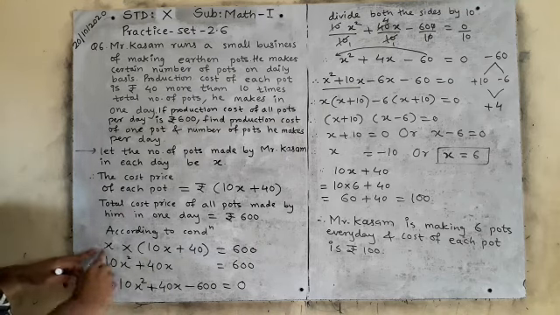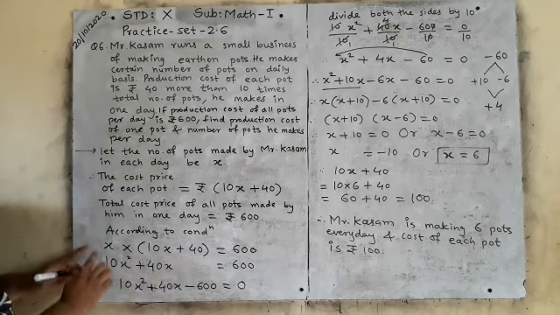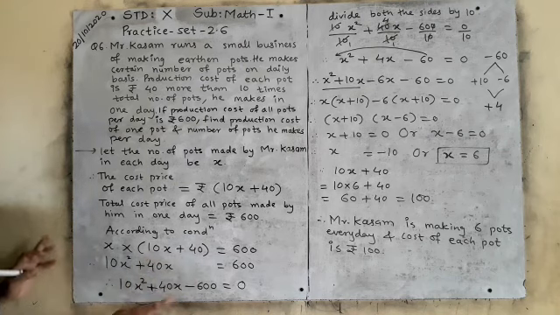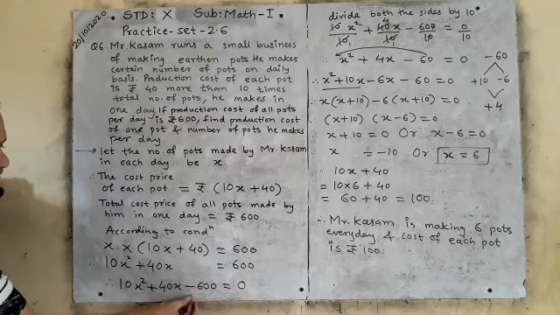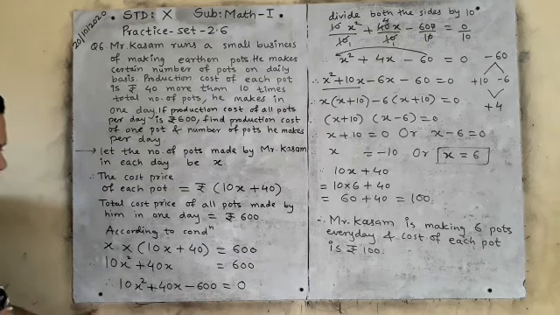10 ones are 10, X times X is X square. 40 ones are 40 and X, right? 40X. This will multiply to 10X square. X will multiply with 40, 40X. Equals 600. Now this 600 will come to the left hand side. It will be minus 600. What will be left there? 0. Now this is the quadratic equation.